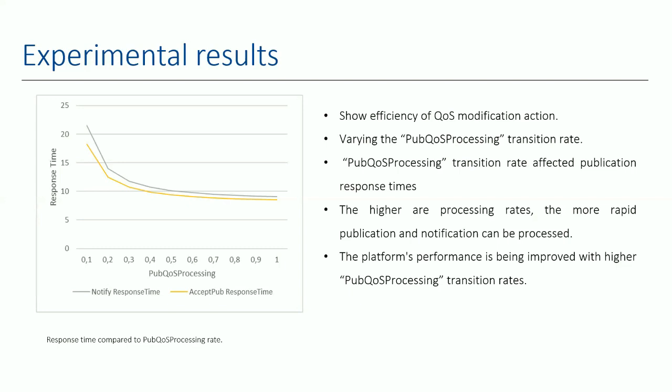In the slide, we observe how the publish quality of service processing transition rate affected publication response time as well as subscriber notification response time by reducing quality of service in a broker. By reducing the quality of service level in a broker, we improve processing times. The higher our processing rates, the more rapidly publication and notification can be processed, resulting in reduced response times for both publishers and subscribers.